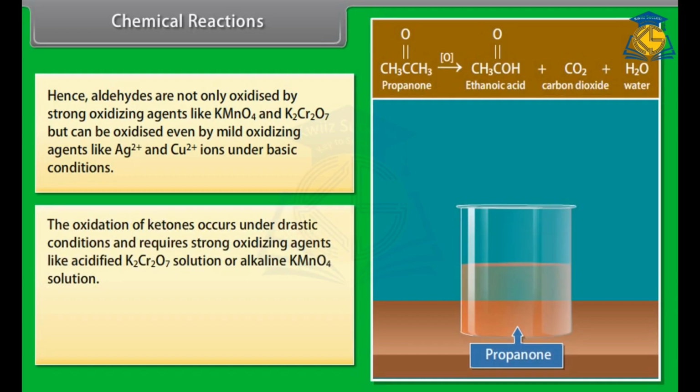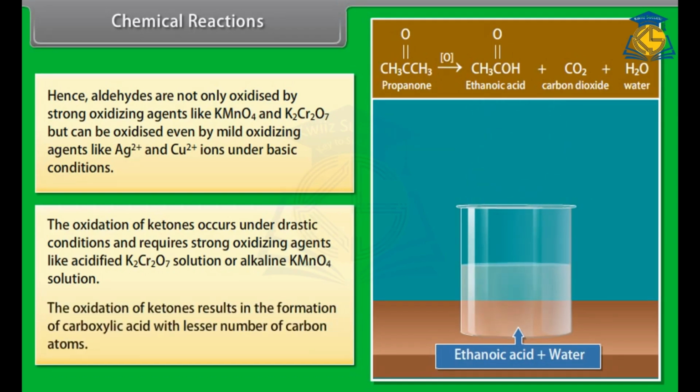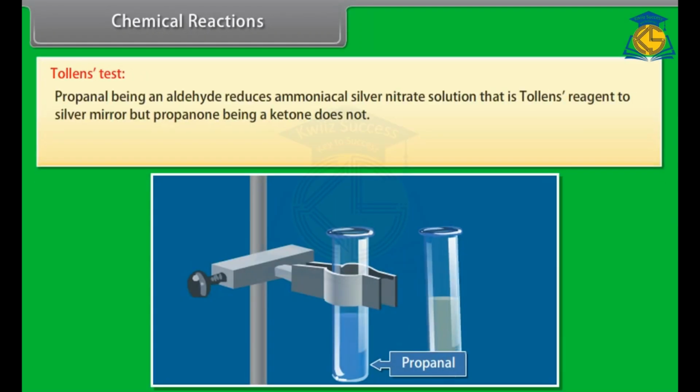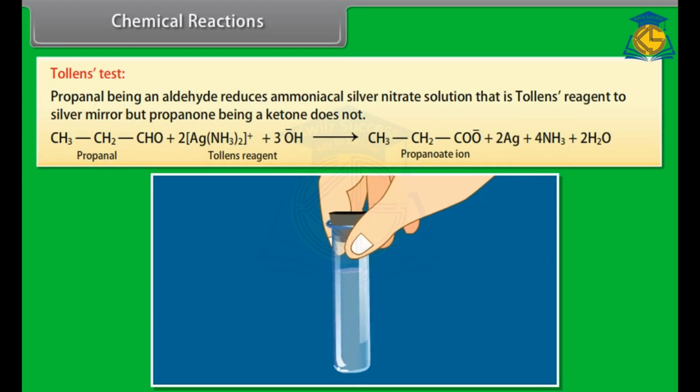The oxidation of ketones occurs under drastic conditions and requires strong oxidizing agents like acidified potassium dichromate solution or alkaline potassium permanganate solution. The oxidation of ketones results in the formation of carboxylic acid with lesser number of carbon atoms. Chemical reactions. Tollens test. Propanal, being an aldehyde, reduces ammoniacal silver nitrate solution, that is Tollens reagent, to silver mirror, but propanone, being a ketone, does not. Fehling's test.